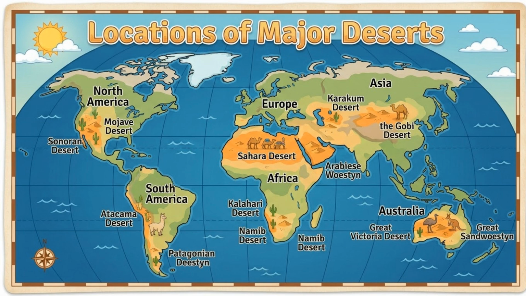Hot deserts are found across the globe. Some major examples include the Sahara in Africa, the Gobi in Asia, the Mojave and Sonoran deserts in North America, and the Great Victoria Desert in Australia.